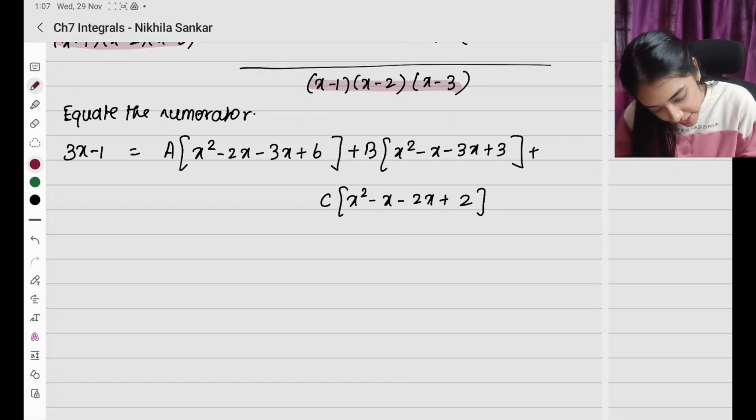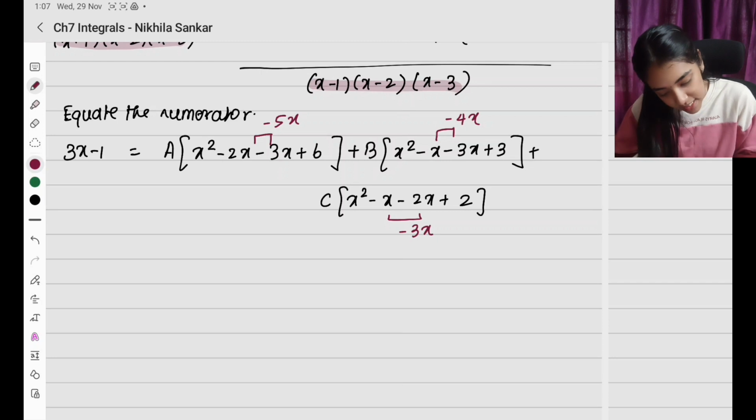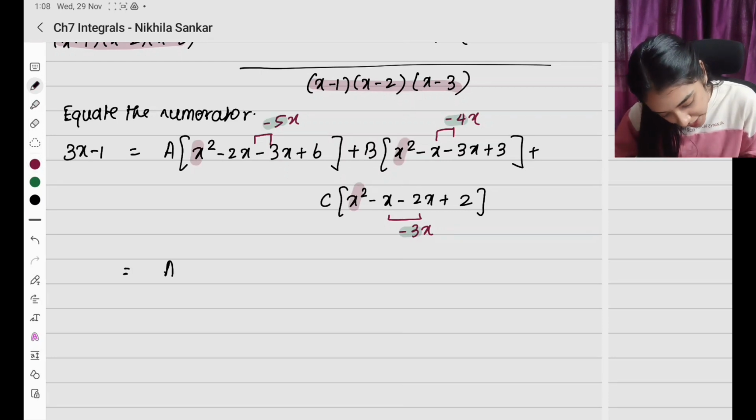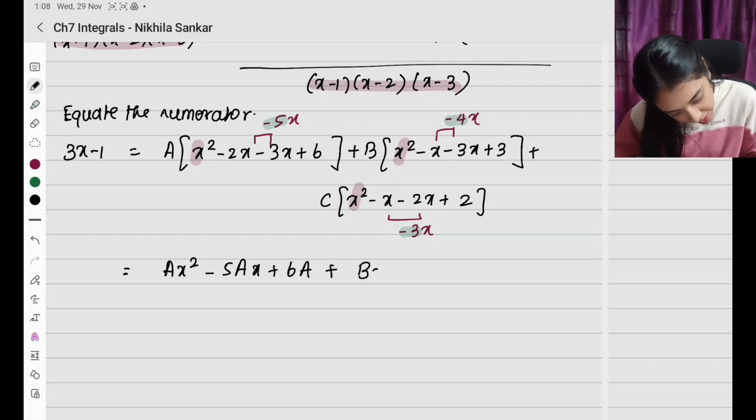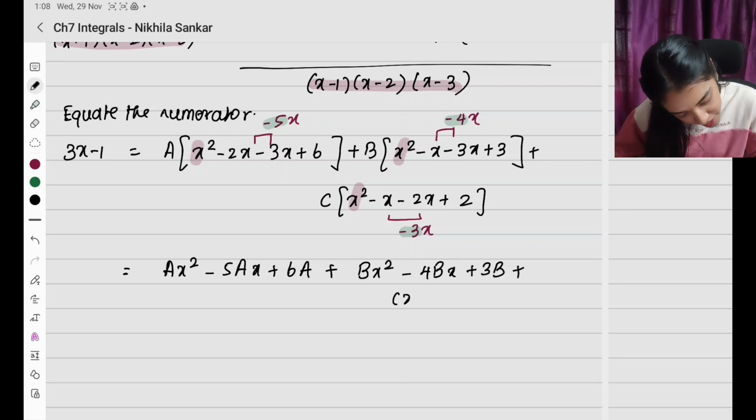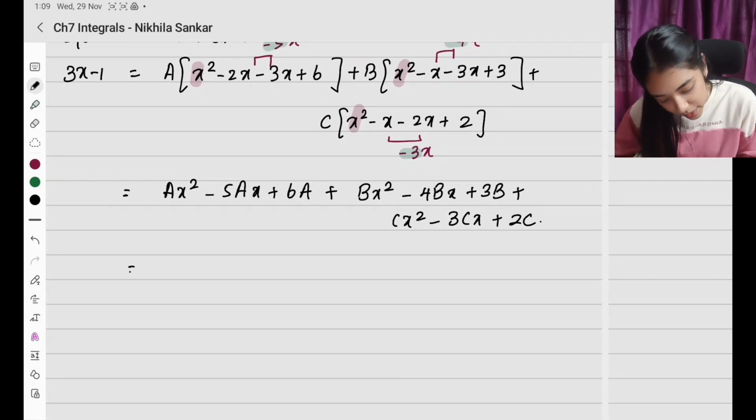Now, this is going to be minus 5x. This is going to be minus 4x. This is going to be minus 3x. So, if we multiply a, I have ax square minus 5ax plus 6a. This is the first term. Plus, I have bx square minus 4bx plus 3b. Plus, I have cx square minus cx minus 3cx. Minus 3cx plus 2c.